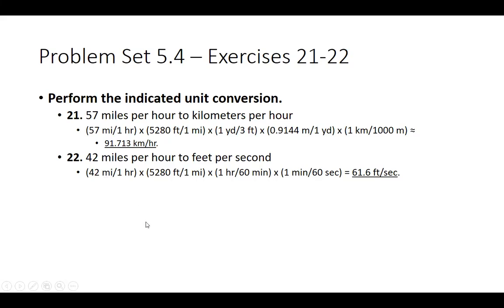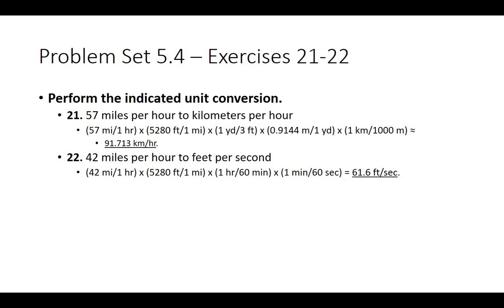Number 22. We have 42 miles per hour and we want to go to feet per second. So we need to change miles on the top to feet, and we need to change hours on the bottom to seconds. Let's take care of miles to feet first. We have a feet to miles conversion. So miles on the bottom, feet on top cancels miles away and leaves us with feet. That conversion factor is 5,280 feet over 1 mile.